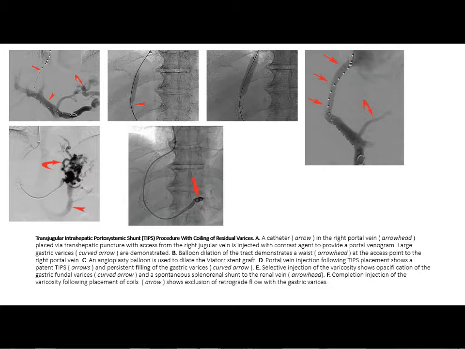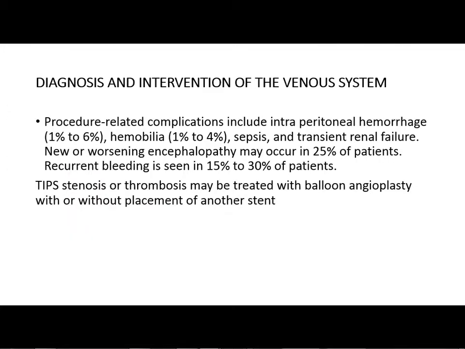You can see here the stent between the portal vein and the hepatic vein and IVC, to relieve obstruction. Next. What are the complications of TIPS?